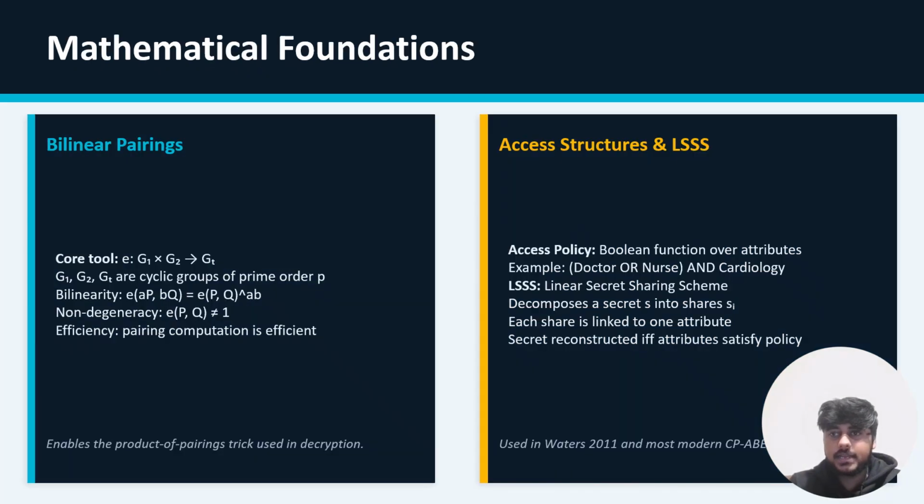Under the hood, ABE relies on two key mathematical tools. First, bilinear pairings, functions over elliptic curve groups with a specific property: e(aP, bQ) equals e(P, Q) to the power ab. This enables the decryption method to work out. Second, linear secret sharing schemes, or LSSS, which decompose a secret into shares, one per attribute, and the secret is only reconstructible if enough attributes satisfy the policy.